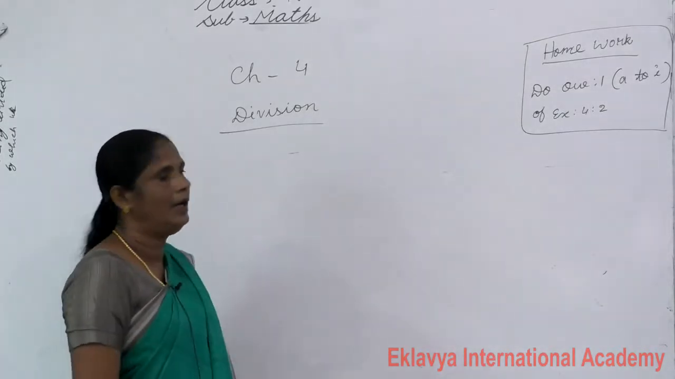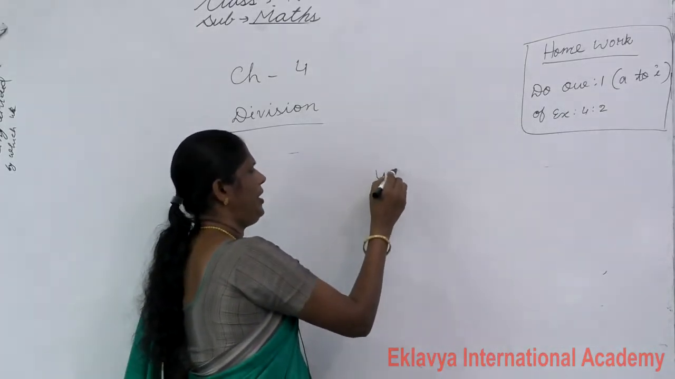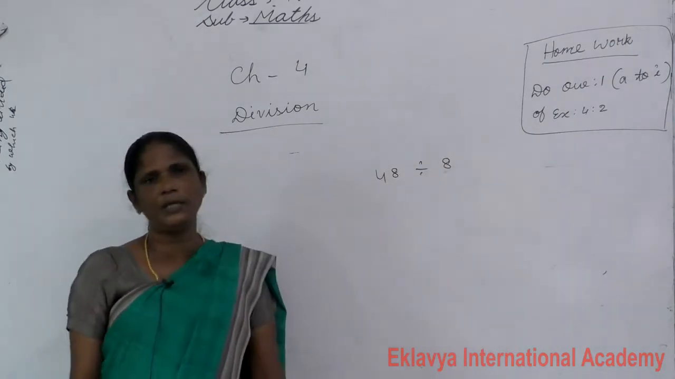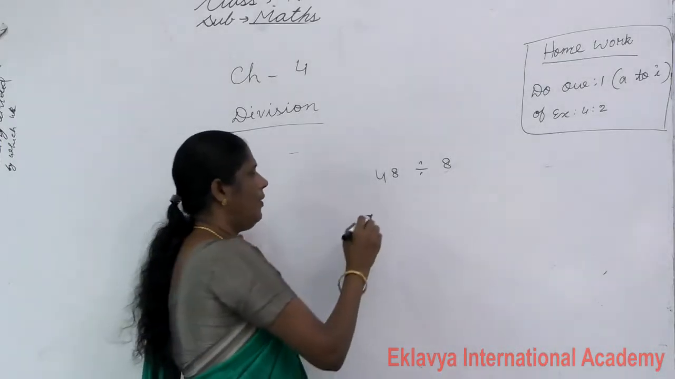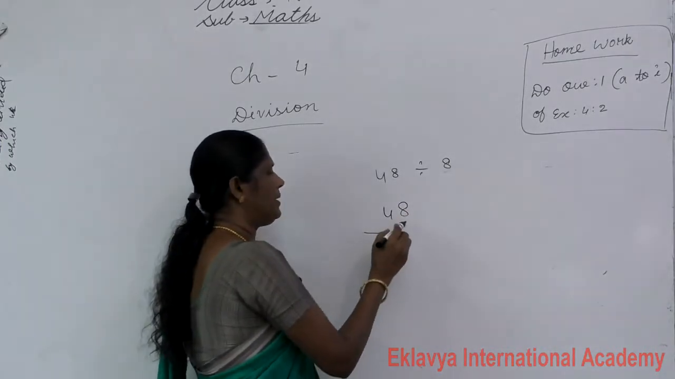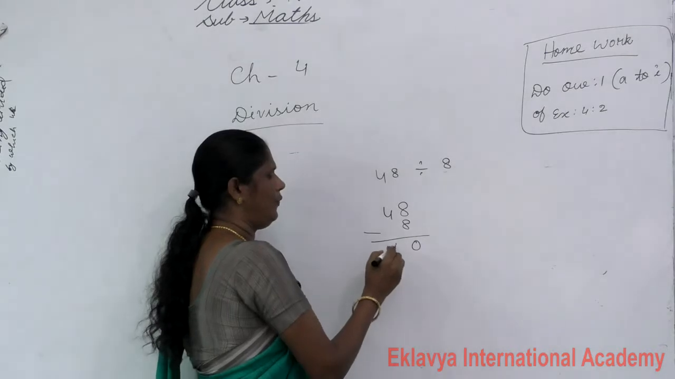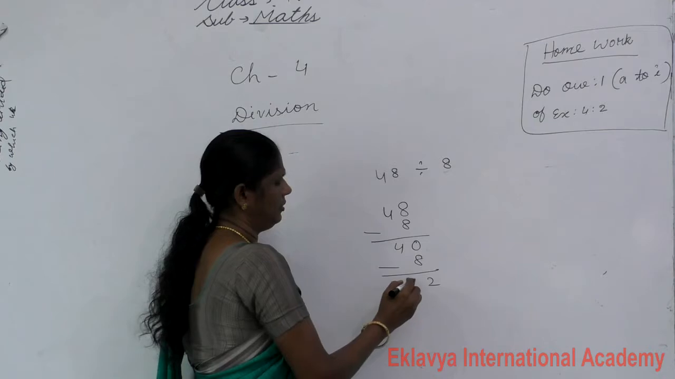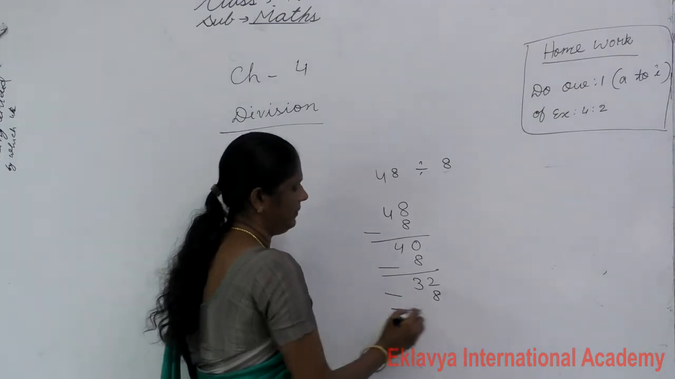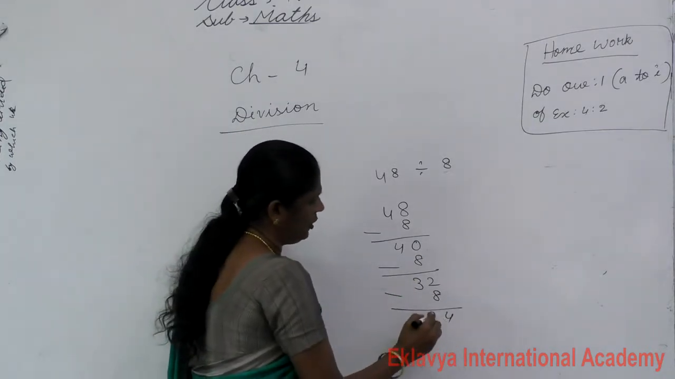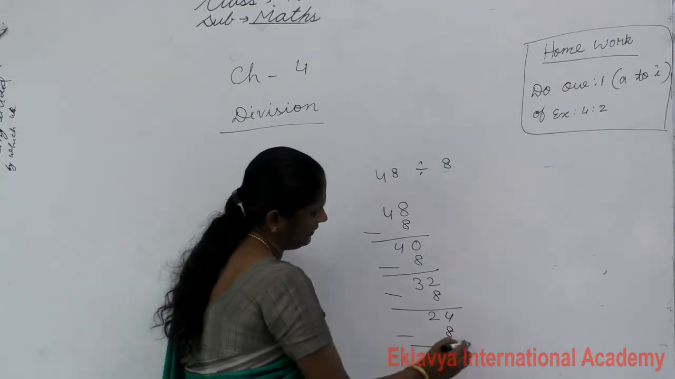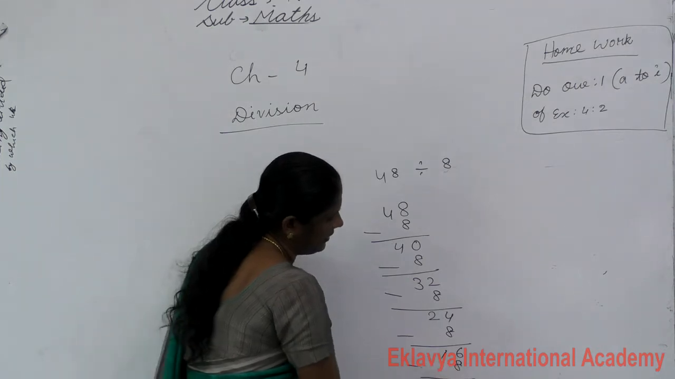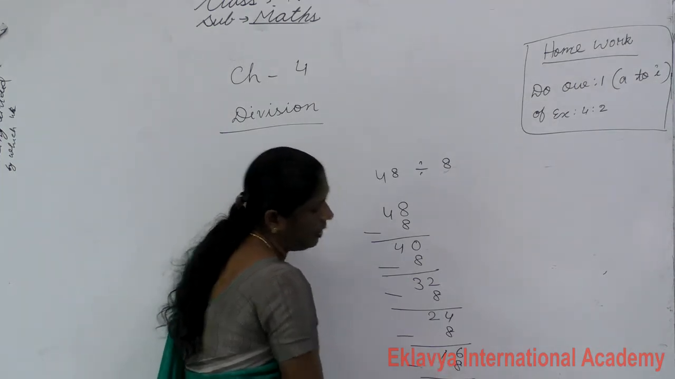First listen here. 48 divided by 8 in repeated subtraction. First we understand: 48 minus 8, 40; again minus 8, 32; again minus 8, 24; again minus 8, 16; again minus 8, 8; again minus 8, then 0.